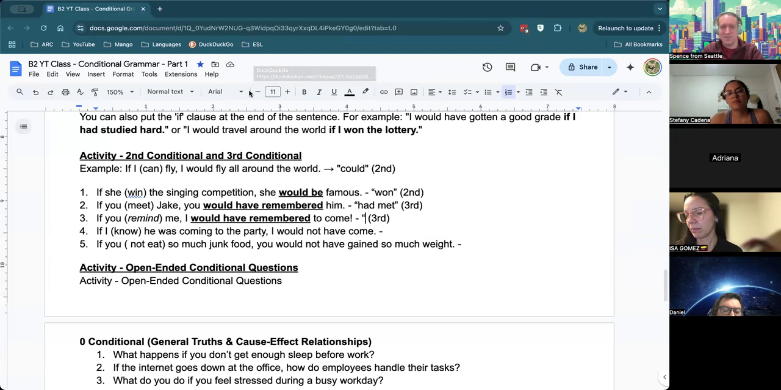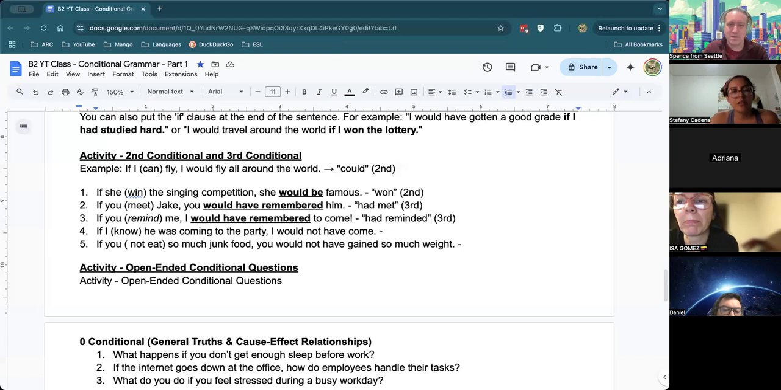Your classmates are trying to help you, but they're missing a piece. Stephanie, can you jump in and help? No. You had reminded. Have reminded? Yeah, so had reminded. Why do we need the had there? Because it's third conditional. Exactly. Yeah, so we need had reminded for third conditional. Okay.